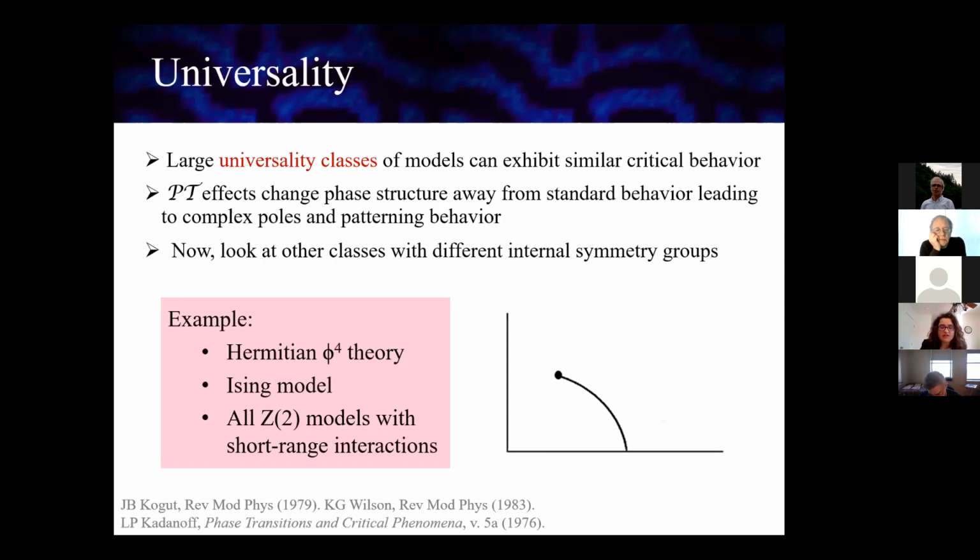So these PT effects change the phase structure away from standard behavior. And the crucial way they do that is by leading to these complex poles, these tachyonic instabilities, the patterning behavior we can't have in a traditional Hermitian field theory. And we've done this for one simple Z2 model already. I've shown you the 2D. We can do this for any number of dimensions. The analysis we did was fairly general. And now we're just going to take this to the most general PT scalar field theory you can think of.